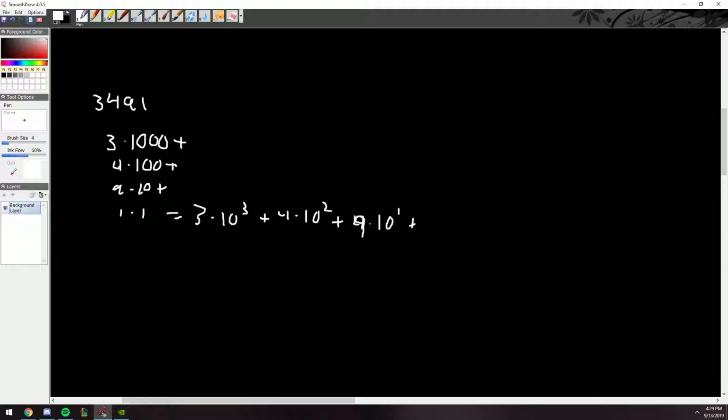That's my bad. Plus 1 times 10 to the 0, because any number besides 0 raised to the 0th power is 1. So when we add this up together, we'll see that this exact thing is the same thing as 3,491.